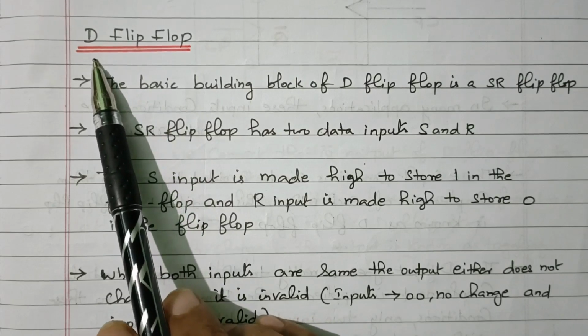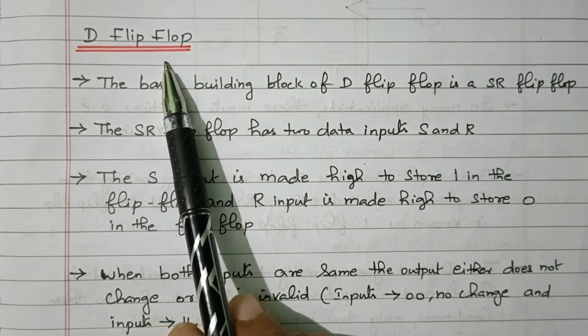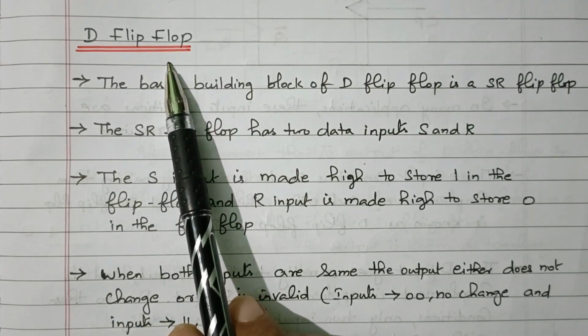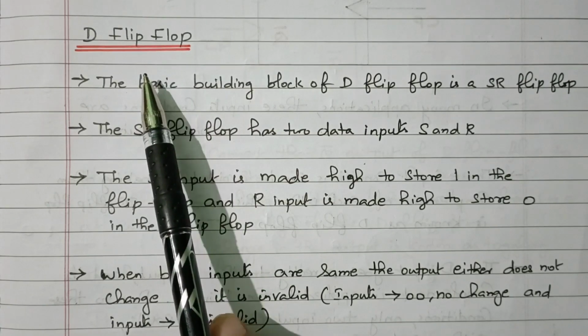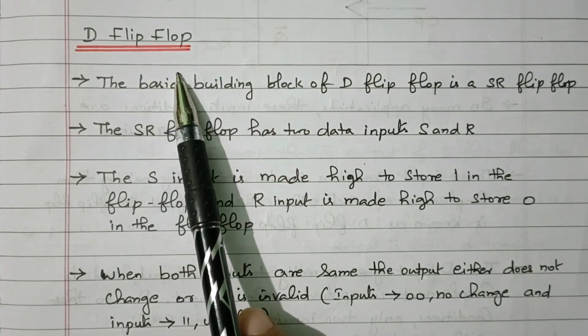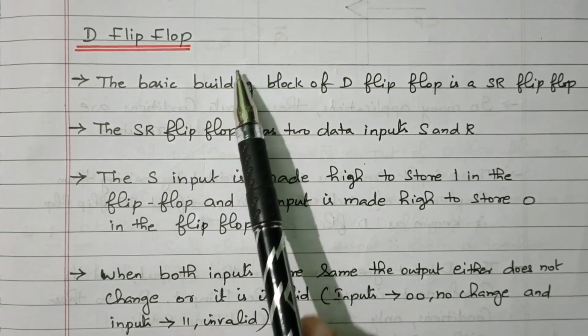Now we'll go to the topic, D flip-flop. We know that a flip-flop is a storage element. It can store 1 bit of data. For the output, we have 2 states, present state and next state. So the next state output depends upon the present state as well as the input. So the input and the present state of the output will decide the next state of the output. So this is the basic about the flip-flop.